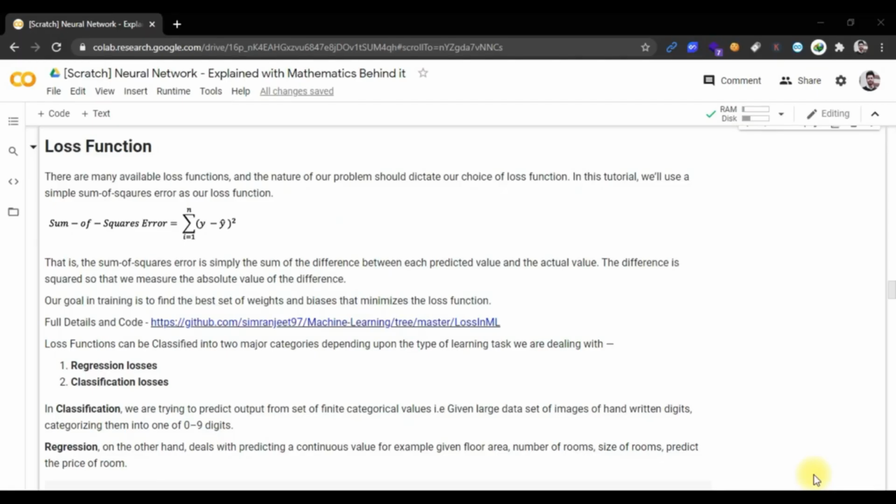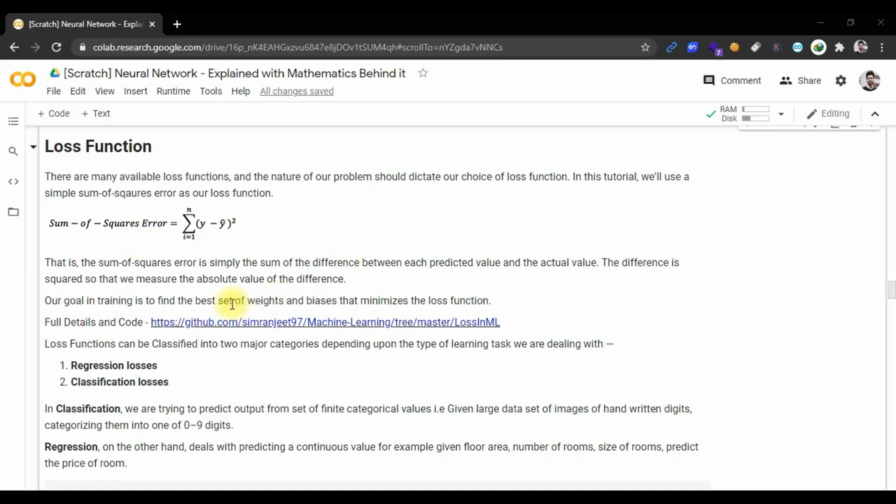So the loss functions are of many kinds, but the nature of a problem should dictate what we should use. In this tutorial I will tell you all about the loss functions. So we see that there is a function called sum of square errors, that first calculates the difference between the actual value and the predicted value and then squares it. So this is the sum of squares method.